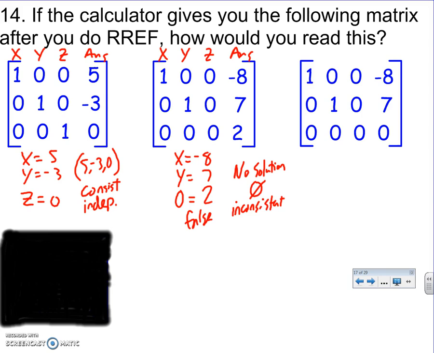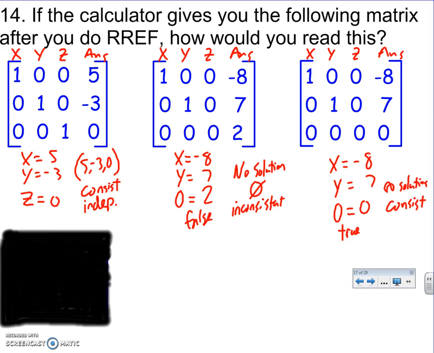One that goes with x, if we call x, y, z. So single x equals -8, that's good. Second one, single y equals 7, that's fine. The third one, 0x, 0y, 0z, 0 on the left side equals 0. Well, that is true. If it's true, that's going to be infinite solutions, because that's a true statement. That would be consistent and dependent. I would make sure you can read these.